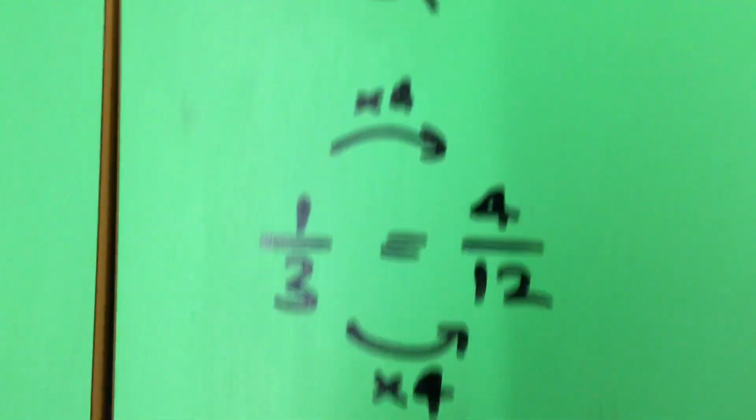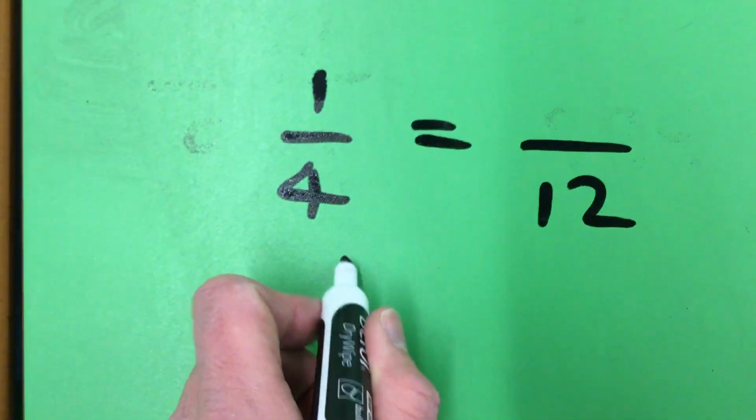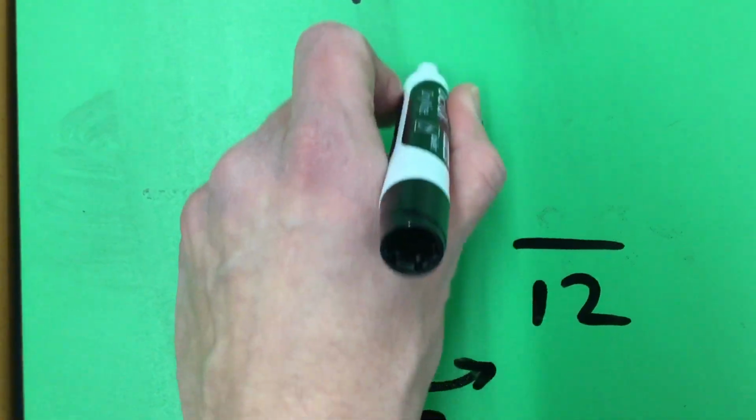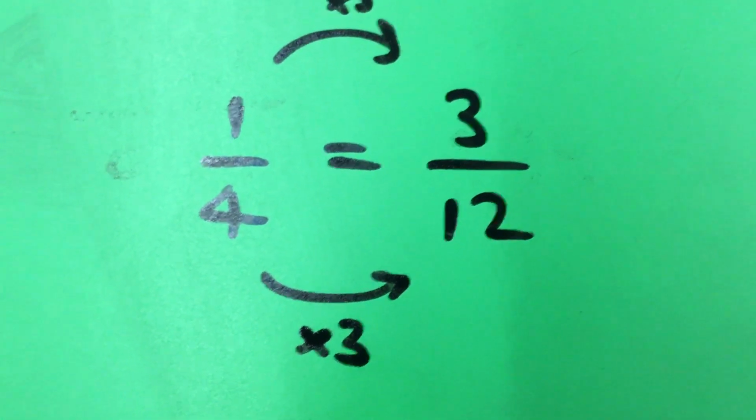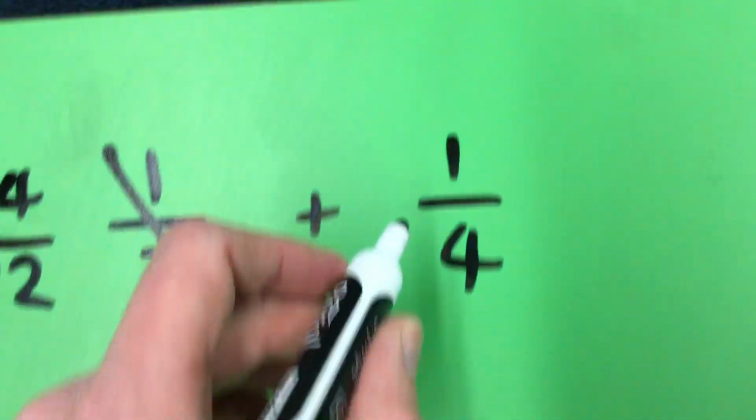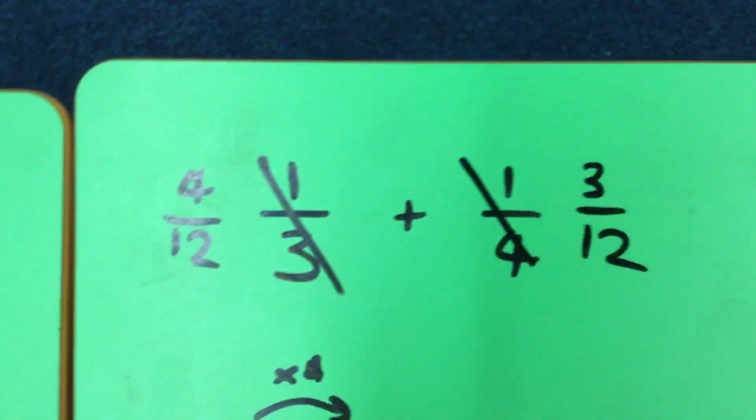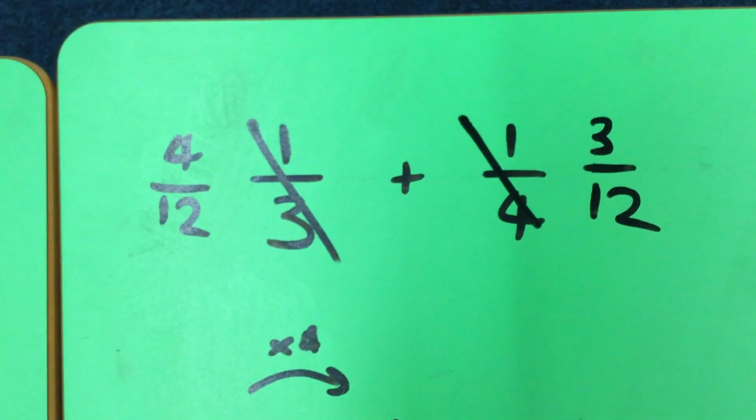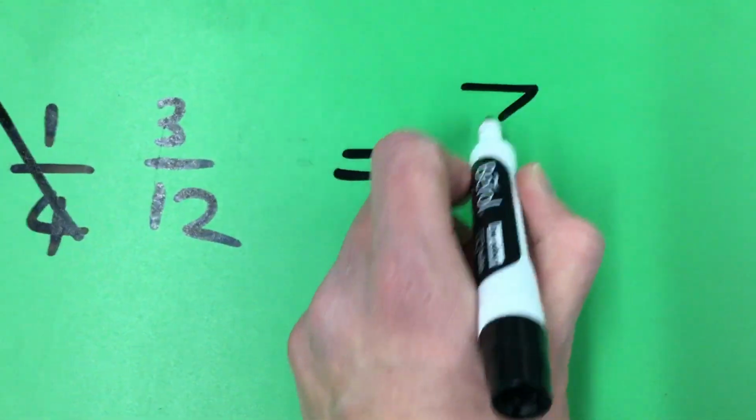What about the quarter? Let's make that into 12ths. What do I need to multiply the 4 by to make 12? That will be 3. Must do the same to the top. So that is 3/12. So the quarter is equivalent to 3/12. I'm now in a position to solve the question because I've now got two fractions with the same denominator. I've got 4/12 add 3/12, which is 7/12.